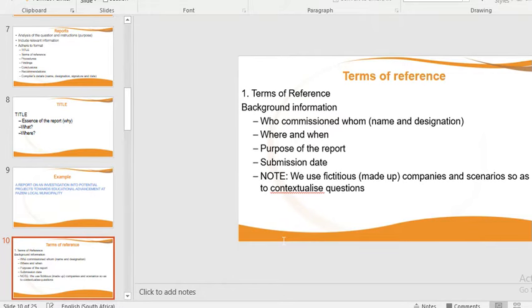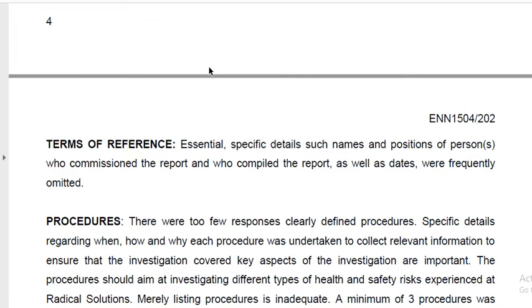Let's go back to our memo. Terms of reference. Essential, specific details such as names and positions of persons who commissioned the report and who compiled the report, as well as dates, were frequently omitted. We don't want that one. We're looking at the other part. Okay, sharp. Let's go back to our questions.